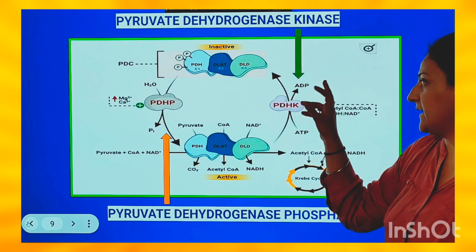So whenever the acetyl CoA to CoA ratio is more or the NADH to NAD positive ratio is more, this will activate pyruvate dehydrogenase kinase. What does it do? It phosphorylates this enzyme and makes it inactive.